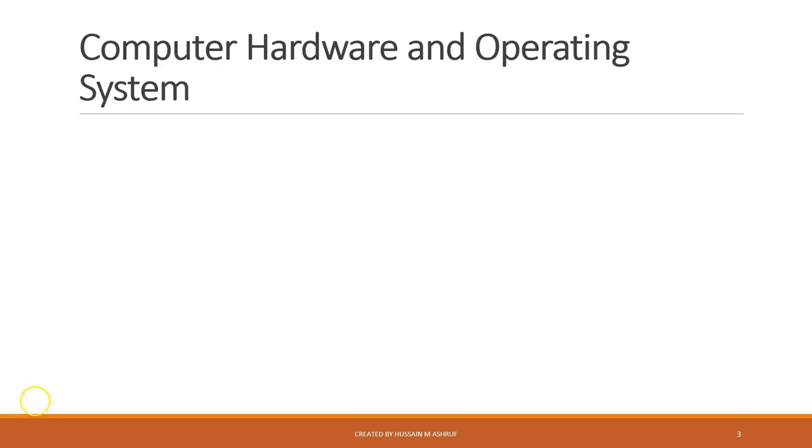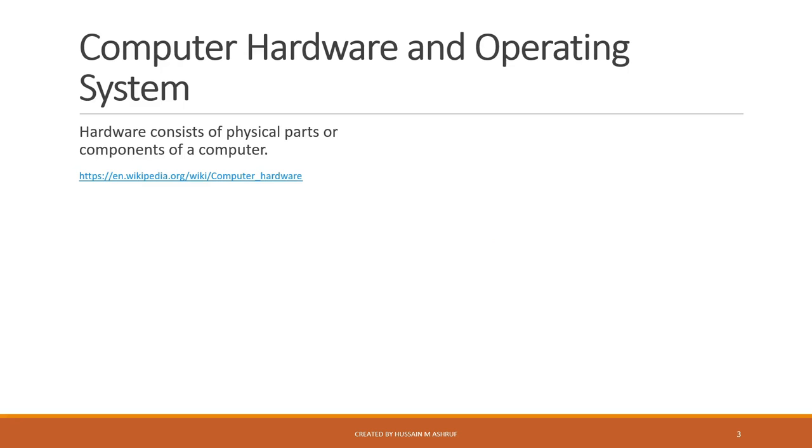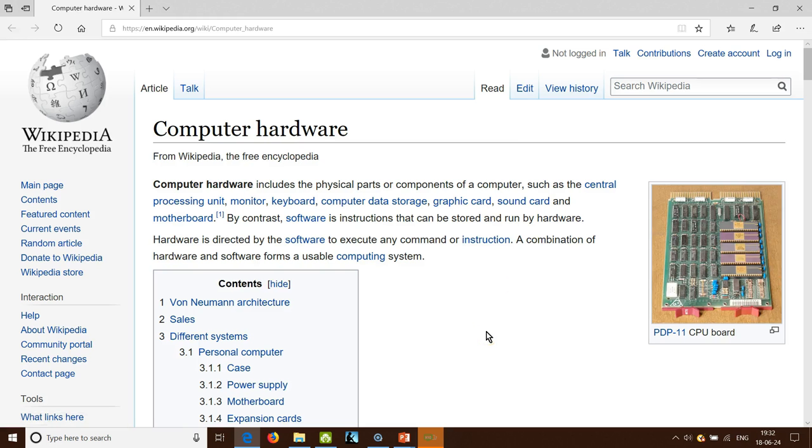Computer hardware and operating system. What exactly these are? Hardware consists of physical parts or components of a computer. Let us look at Wikipedia here for a quick definition. So, computer hardware includes physical parts of the components of a computer such as CPU, monitor, keyboard, computer data storage, graphics card, sound card, and motherboard. If you can see, this is a motherboard. By contrast, software is instructions that can be stored and run by the hardware. Hardware is directed by the software to execute any command or instruction. Any combination of hardware and software forms a usable computing system.